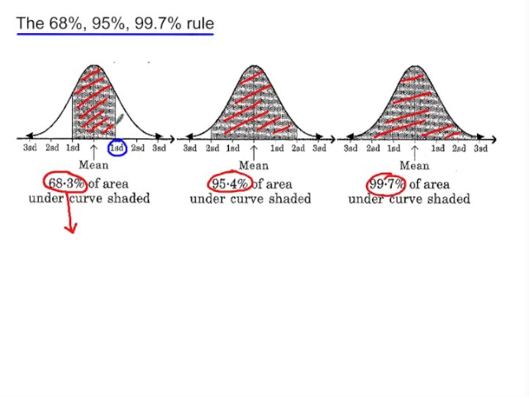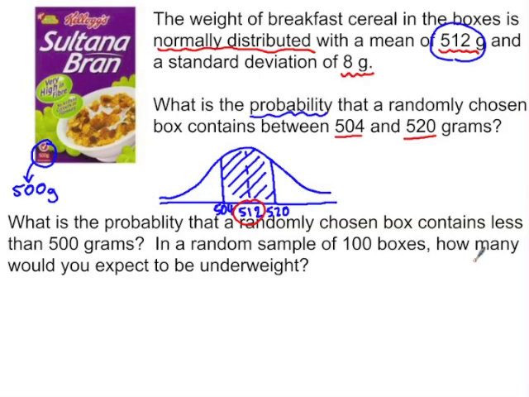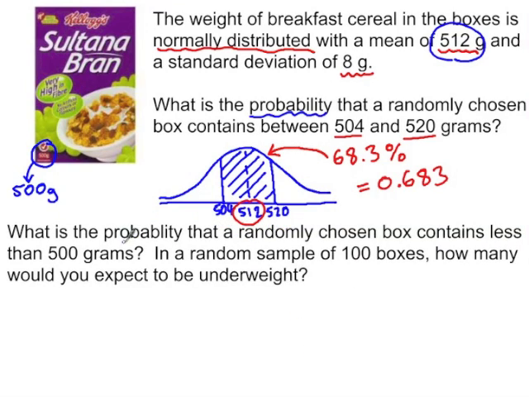68.3% of the area under the bell curve lies within 1 standard deviation of the mean. 68.3% of randomly chosen cereal boxes will contain a mass of cereal between 504 and 520 grams. Next, I'm going to consider the probability that a randomly chosen box contains less than the advertised 500 grams.